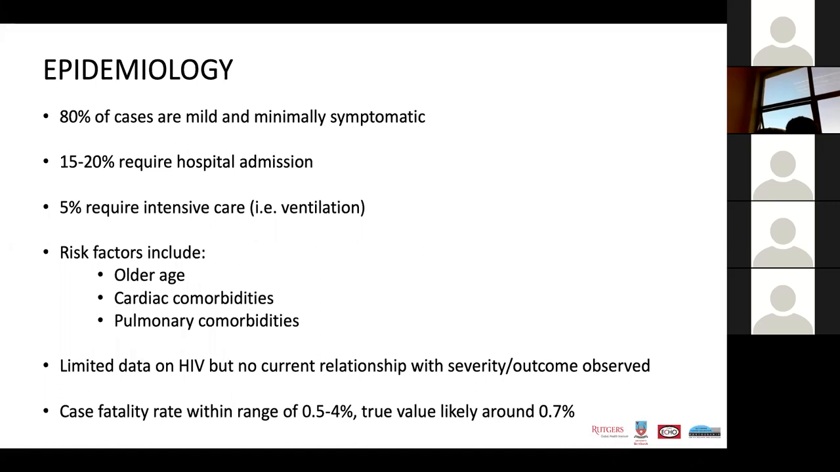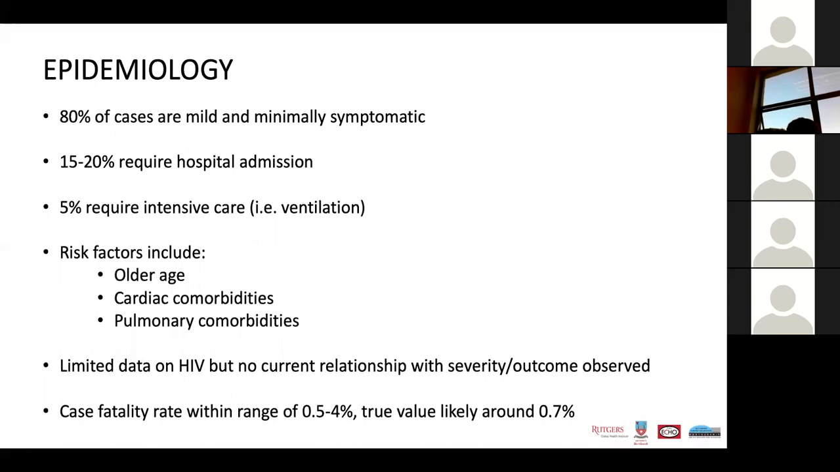But the problem is that a proportion of patients, somewhere between 15 to 20% of confirmed cases, require hospital admission, and a proportion of those get very sick and require intensive care. The reason they require intensive care is they need ventilation to maintain their oxygenation. The factors associated with needing hospitalization and ventilation are older age, so the rate is markedly higher in those over the age of 60, and other comorbidities, particularly cardiac and pulmonary comorbidities. Smoking is also a risk factor for developing severe disease and needing ventilation.